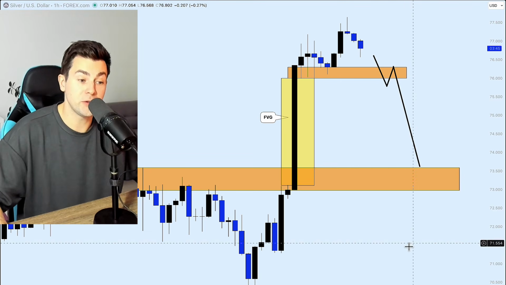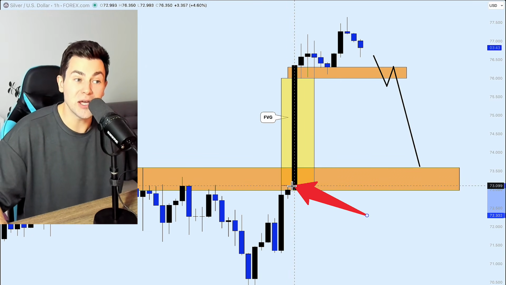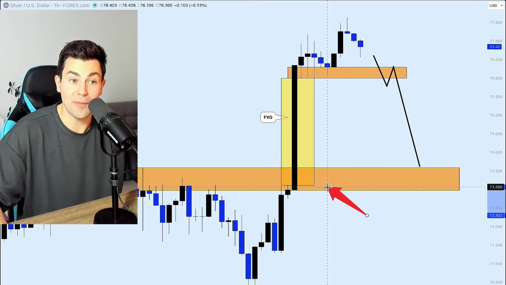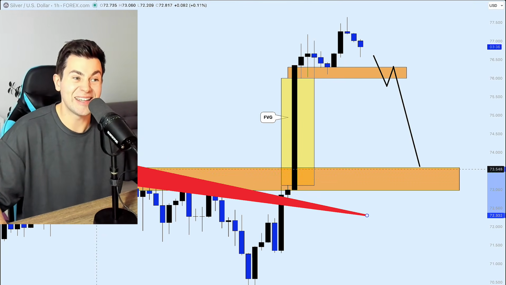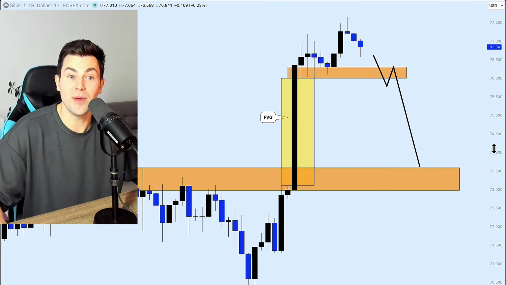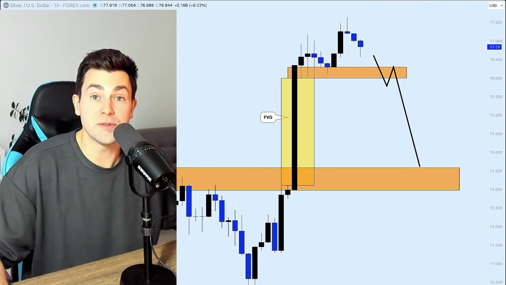So while newbie traders aim at the low of the fair value gap as the target, I suggest being more conservative and aiming at the closest demand zone. That will dramatically increase your win rate.